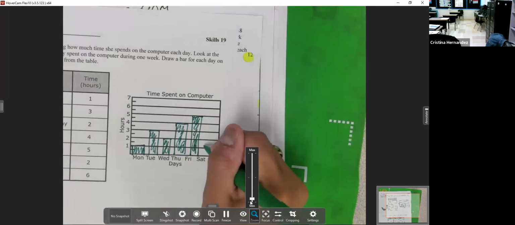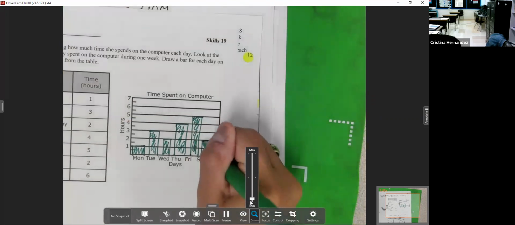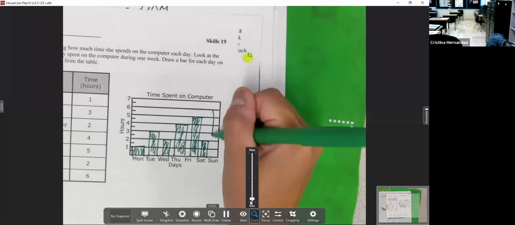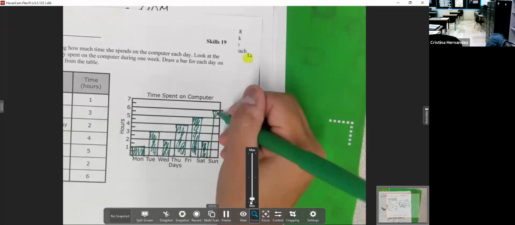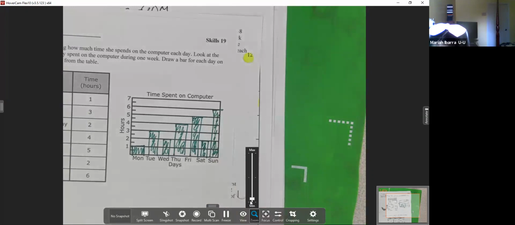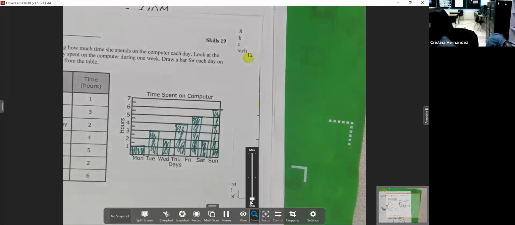Then Saturday, she must be outside playing sports, maybe soccer all day. And then Sunday, she's relaxing. She spends 6 hours on her computer. I probably spend 6 hours on my computer on Sunday, too. Maybe not 6 hours, but I'll probably spend a solid 4 hours, 5 hours, maybe 6 hours on the computer on a day, if you're Zooming.